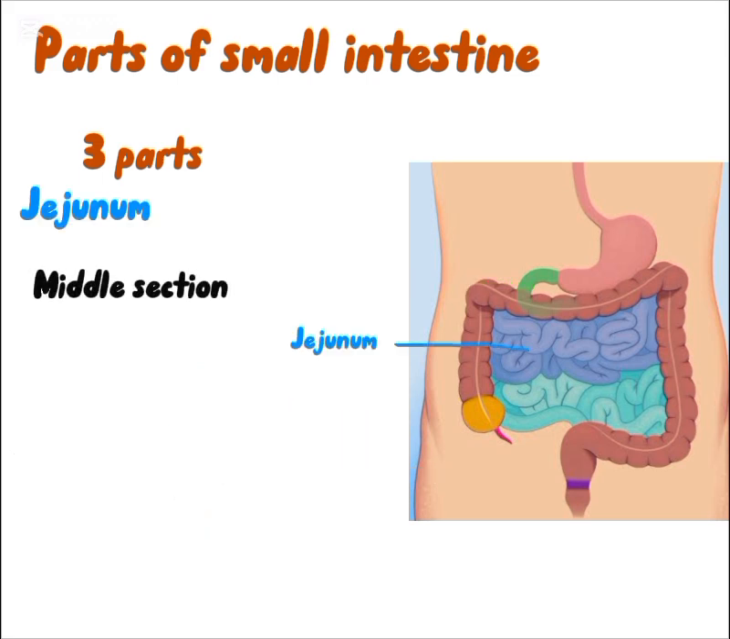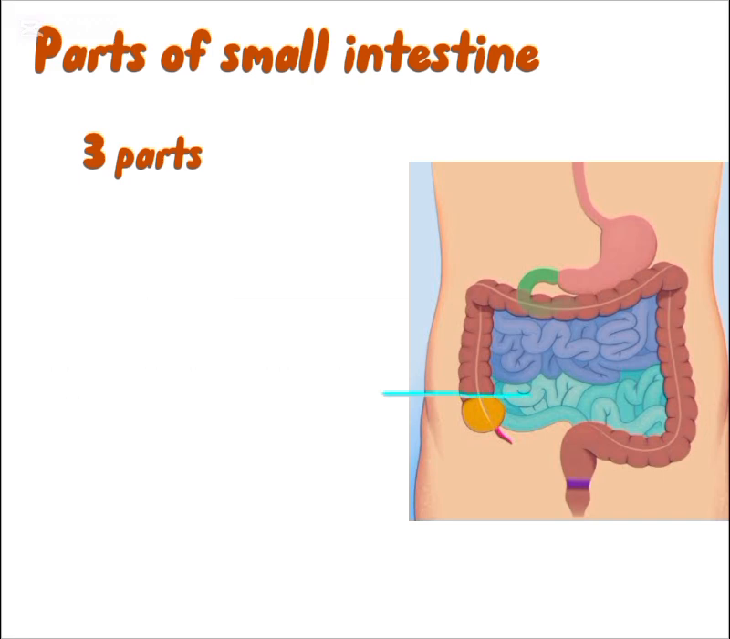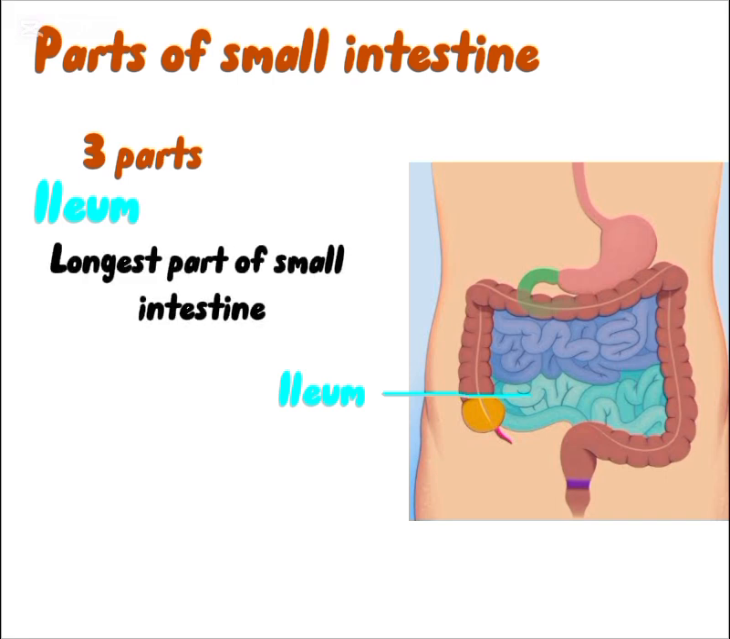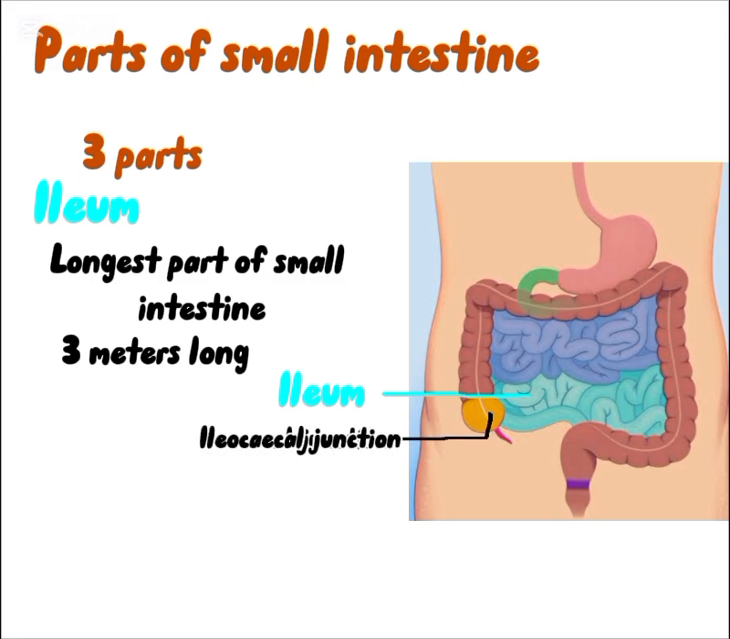Jejunum is the middle section of the small intestine and its length is about 2 meters. Ileum is the longest portion of the small intestine and is about 3 meters long, and it ends at the ileocecal valve or junction that controls the flow of the content from the ileum to the large intestine and also prevents the backflow.